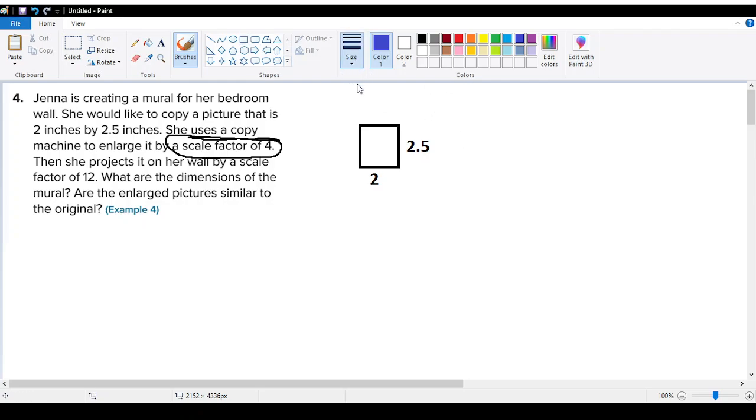Wait a minute. We have a scale factor of 4, so I will multiply it with 4 because it says there's a scale factor of 4. Then she projected it on her wall by a scale factor of 12. So again, another time, I will multiply with what? Multiply by 12. Do you understand why I multiplied, Shamsa? Yeah, because it said scale factor. Can you multiply these numbers? 2 times 4 times 12.